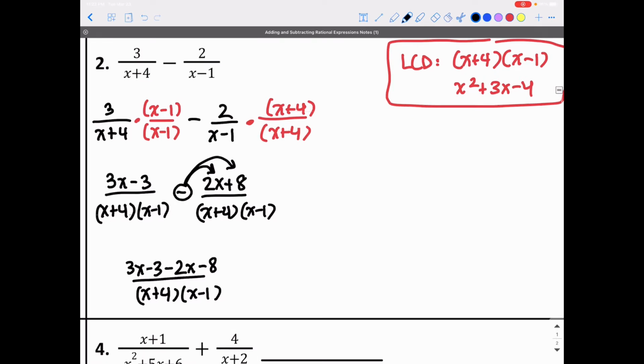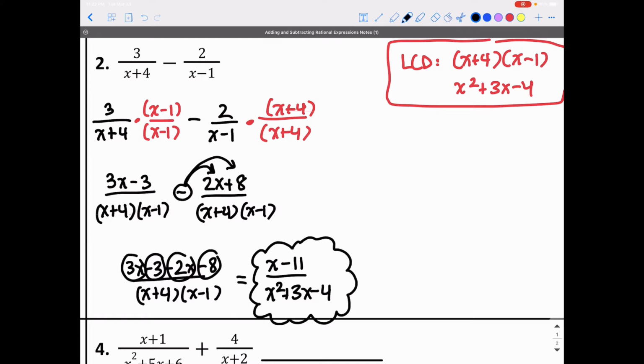And then when I collect my like terms in the numerator, I have 3x minus 2x is x, and negative 3 minus 8 is negative 11. And so now I know that that doesn't have anything in common with what I have in the bottom. So I'm just going to simplify to this, x squared plus 3x minus 4 in the bottom. This is my fraction, my simplified answer.